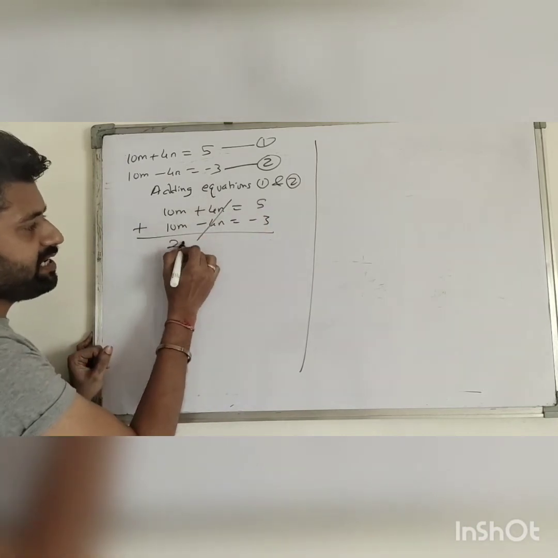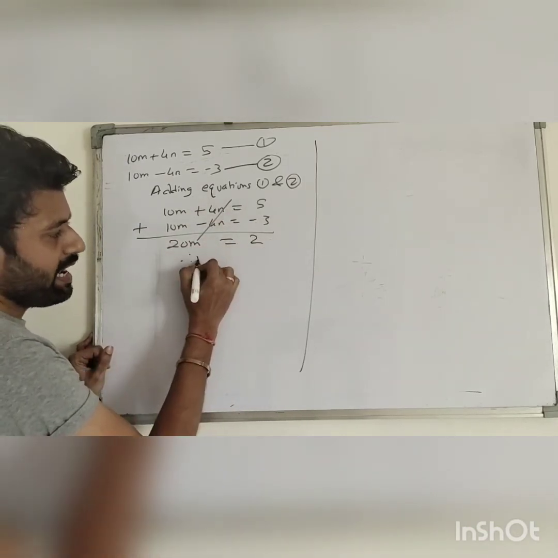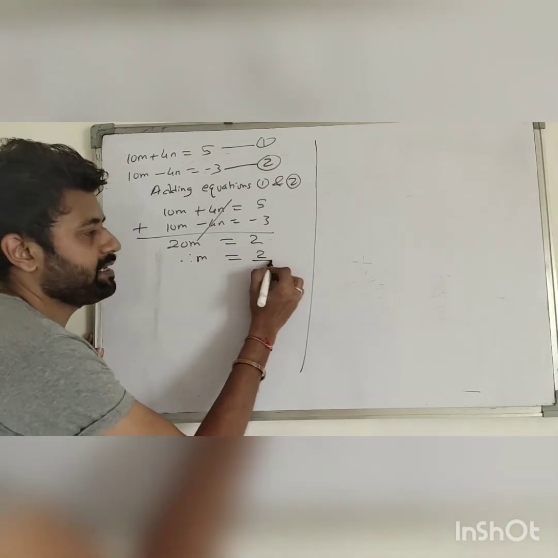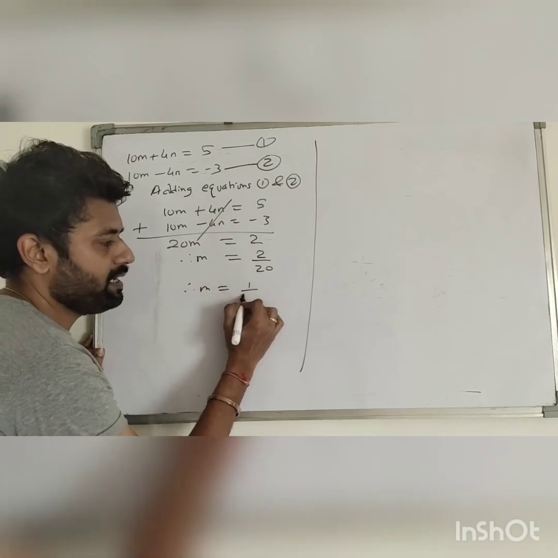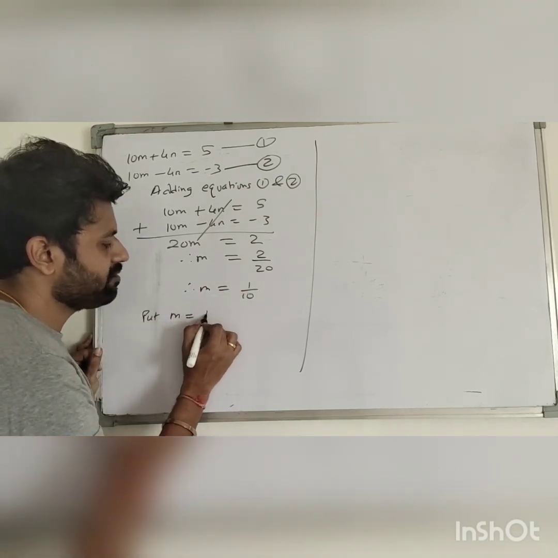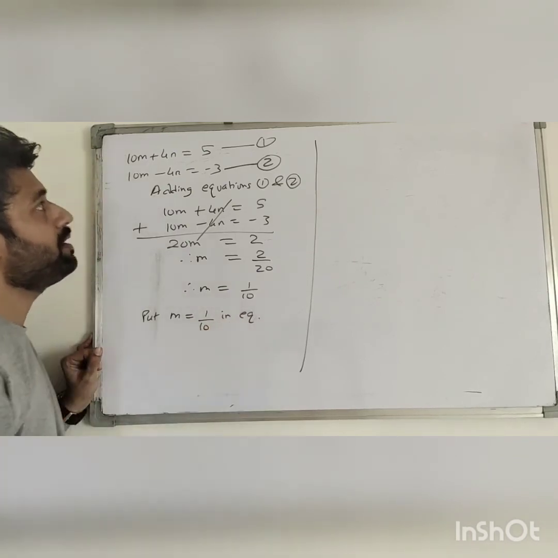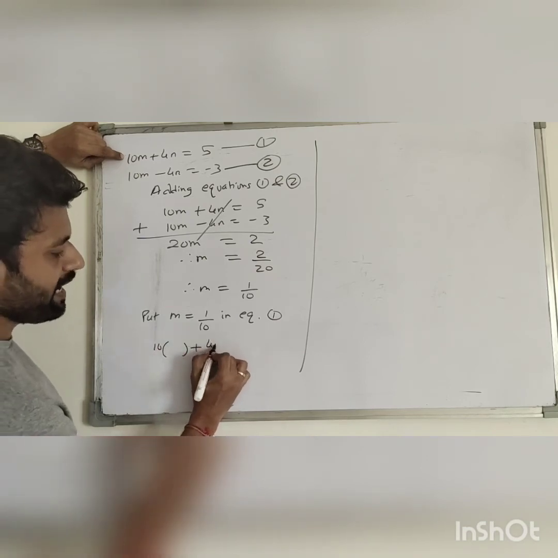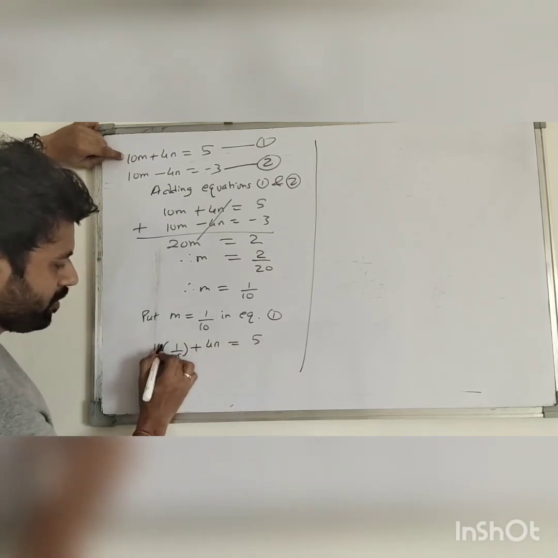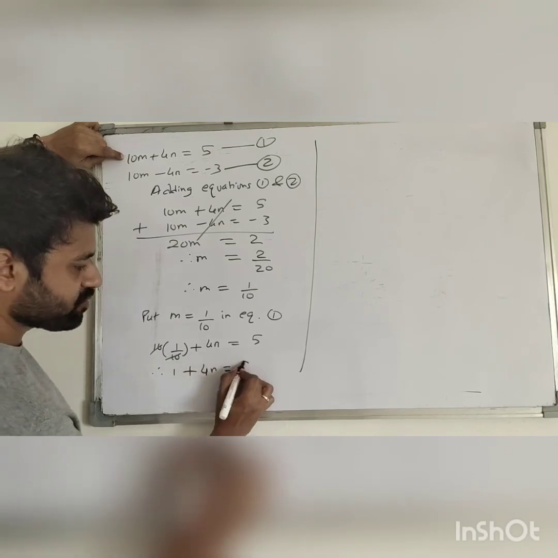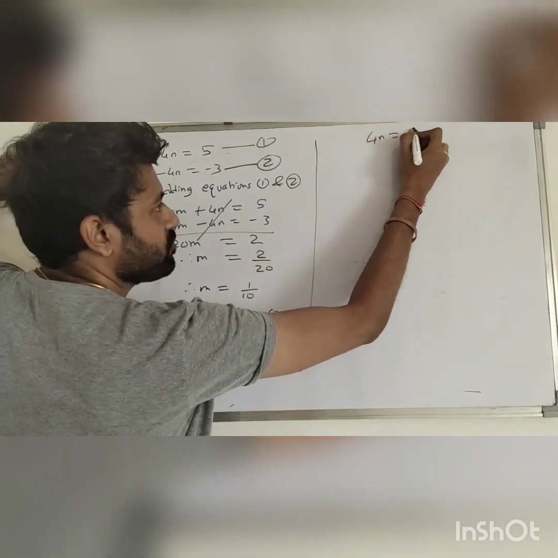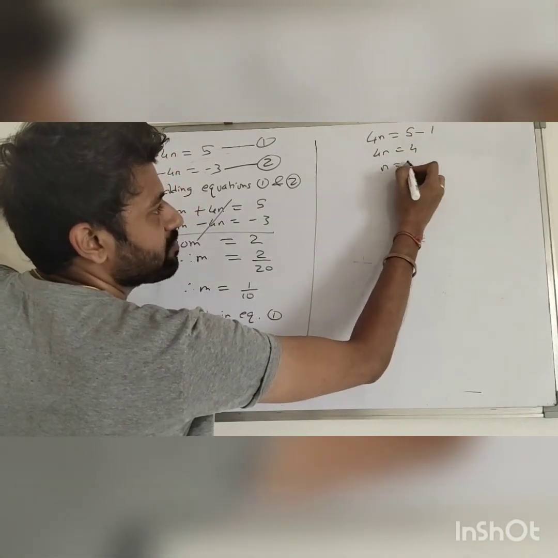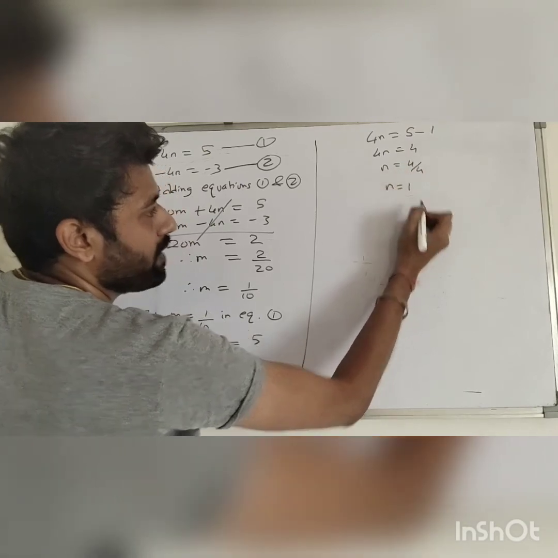On adding, we get 10 plus 10, 20m is equal to 5 minus 3, 2. m is equal to 2 upon 20. That will give you m is equal to 1 upon 10. Put m is equal to 1 upon 10 in equation number 1: 10m plus 4n is equal to 5. When you put, you get 1 plus 4n is equal to 5. 4n is equal to 5 minus 1. 4n is equal to 4. n is equal to 4 upon 4. That is n is equal to 1.